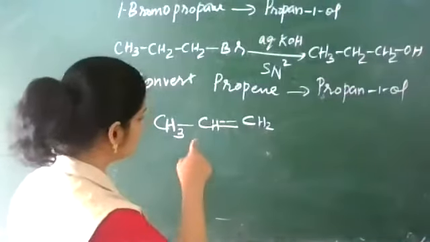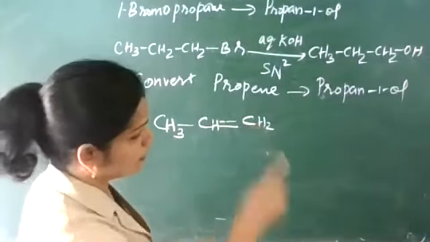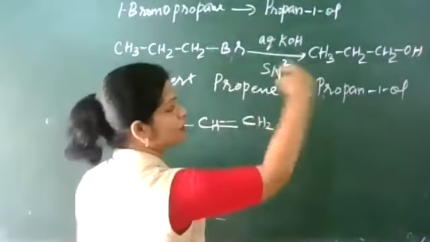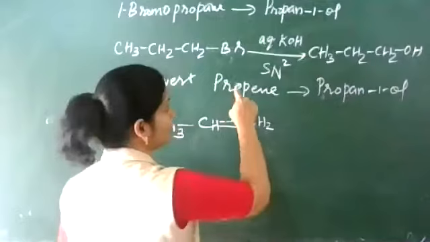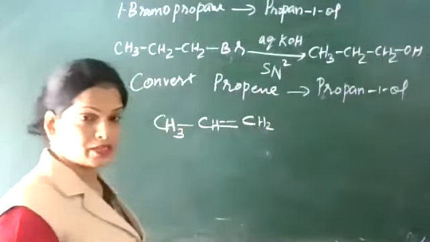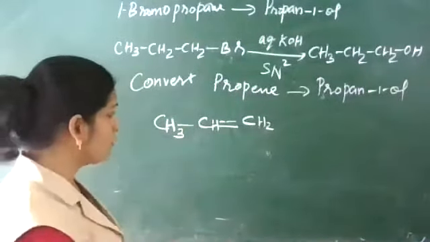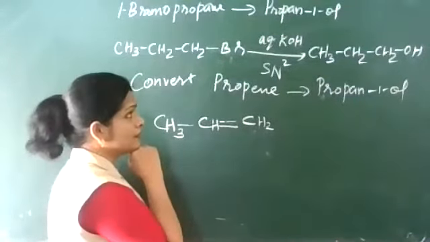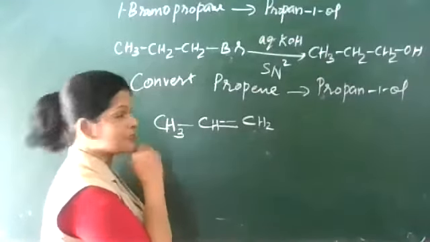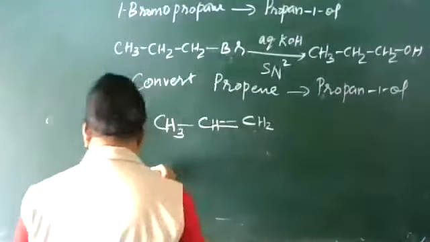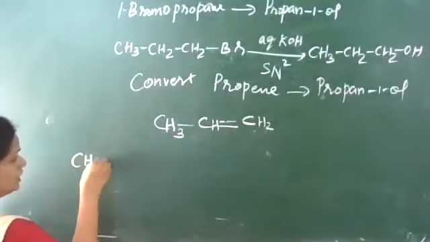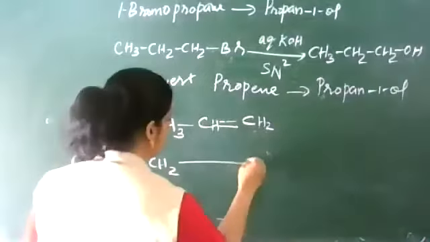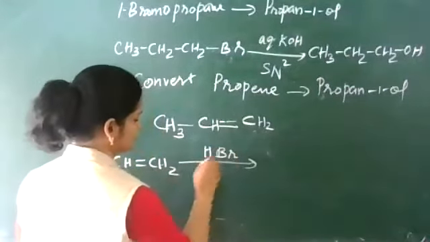Here we have to convert the alkene into an alcohol. Br to OH is a single step reaction. Now here, can you make a Br? You can do that with HBr and peroxide. So I write here CH3, CH double bond CH2, HBr, peroxide.